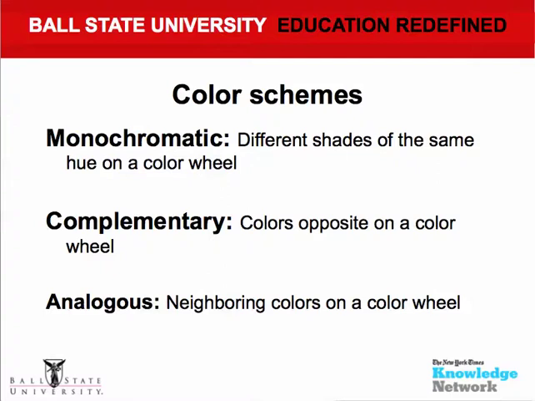In a complementary scheme, we choose colors across from each other on the color wheel. This gives us high contrast. Blue and orange, for example, are complementary colors. Because they're opposite each other on the color wheel, they're very different from each other, and so that creates variety. An analogous color scheme is made by choosing colors that sit next to each other on the color wheel.